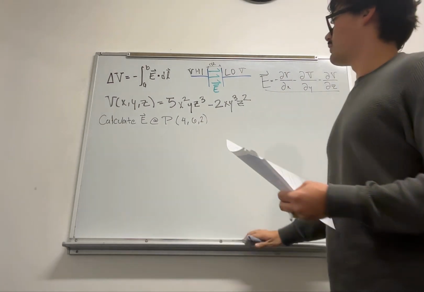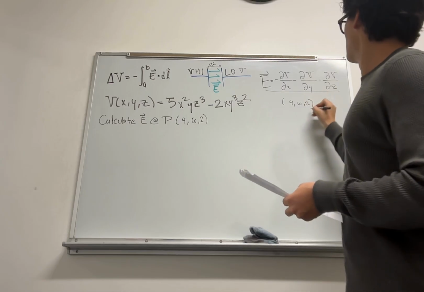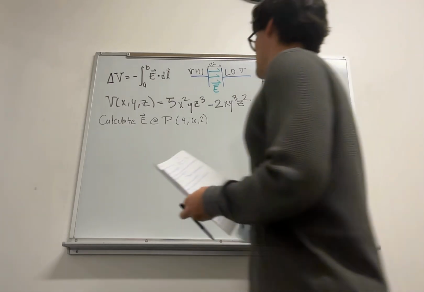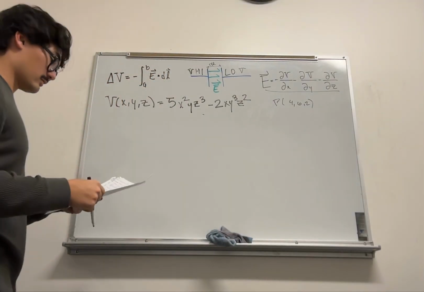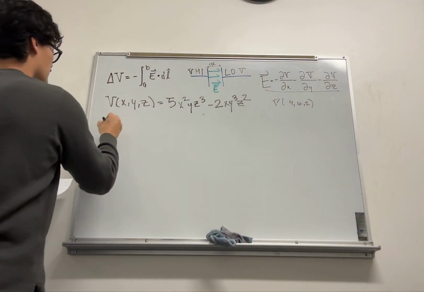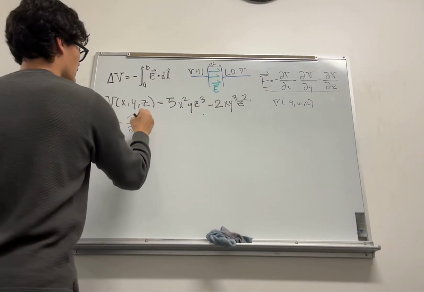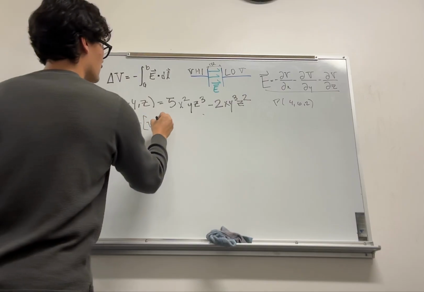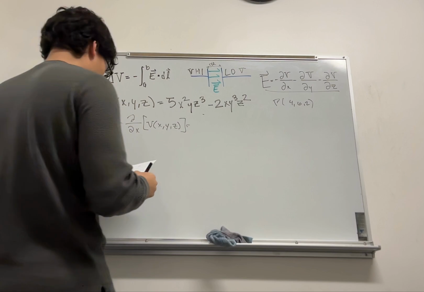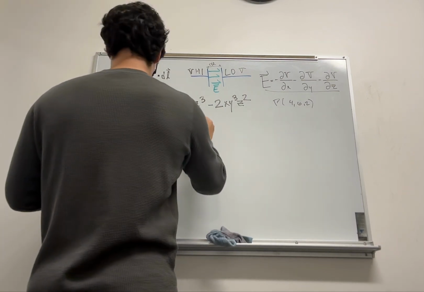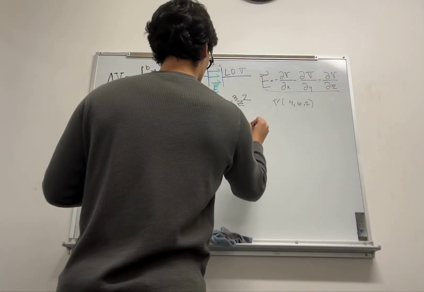It's asking to find it at (4, 6, 2). So I'm just gonna keep this up here, (4, 6, 2), and then we're just gonna go straight into it. So first you have to find the partial derivative with respect to x. So E with the x component is equal to the partial derivative with respect to x of V(x, y, z). And this is equal to 10xy³ minus 2y³z².